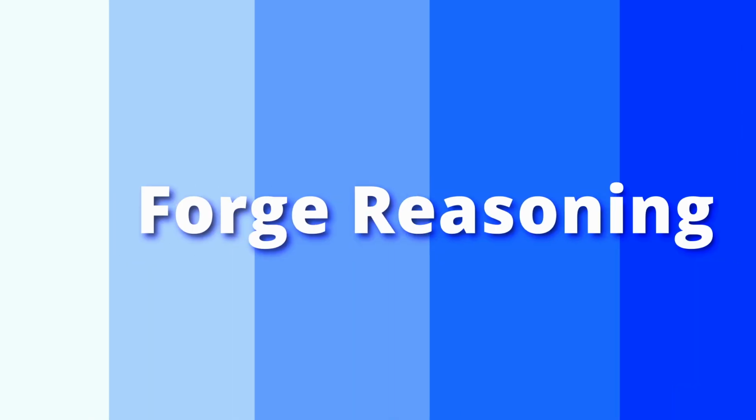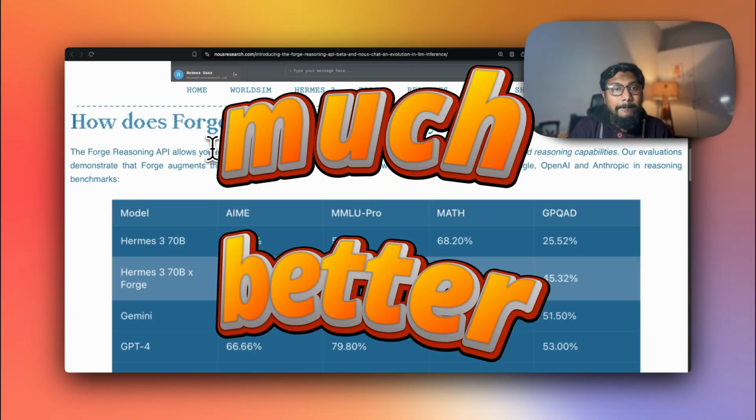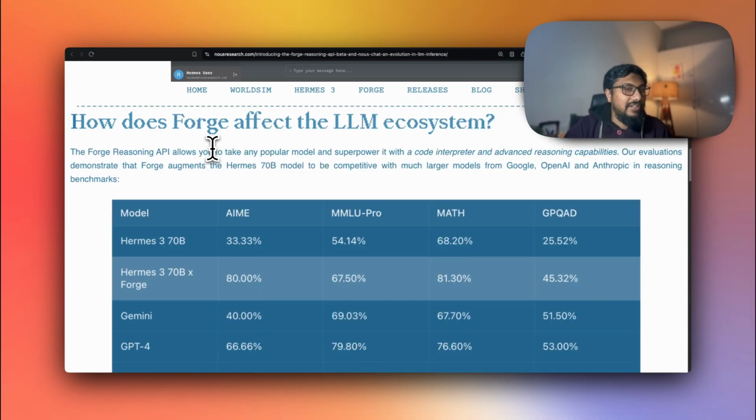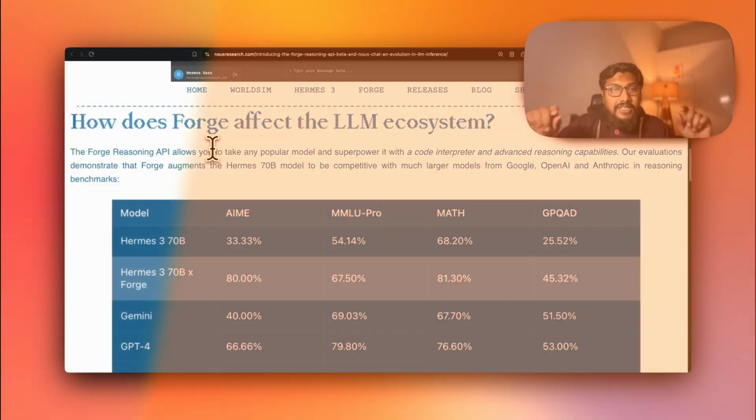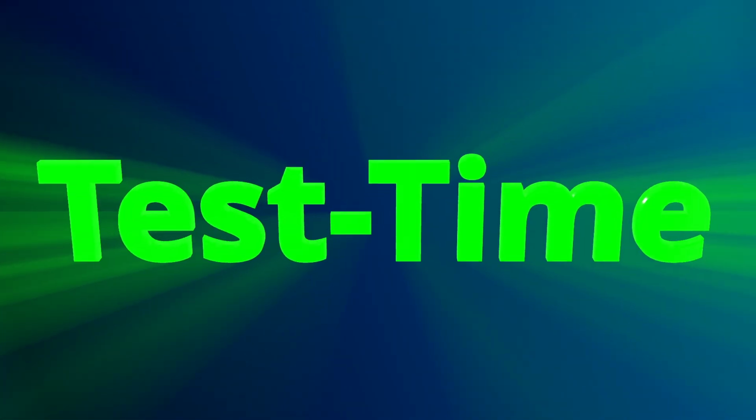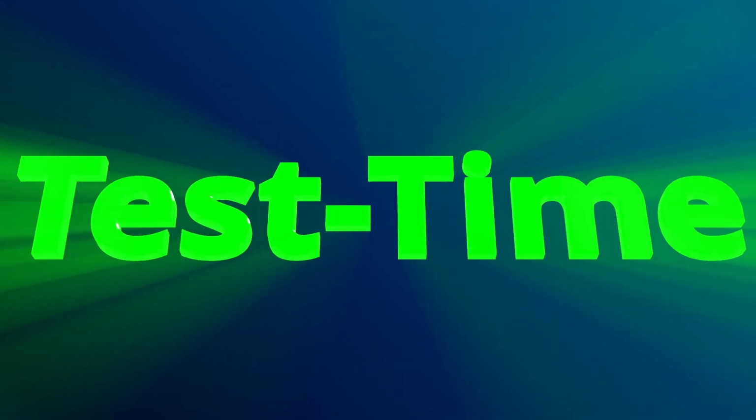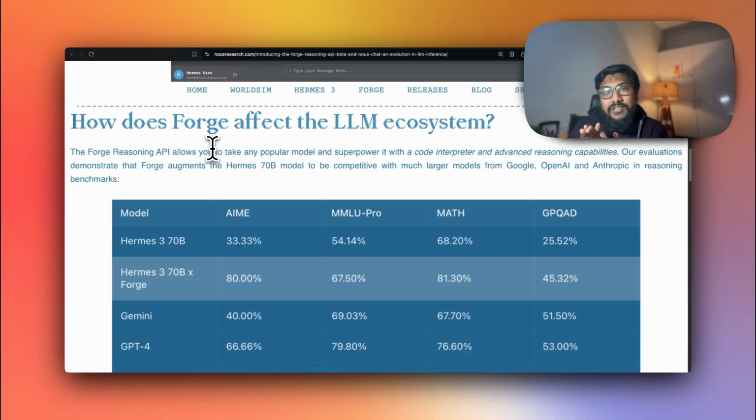Can you take any popular LLM and make it much better than it is, using certain improvements on top of it, just during test time scaling? And that is exactly what Nous Research is trying to do. They've got a new endpoint called Forge Reasoning API. It's just an API at this point. The model is not going to be released because this is not a standalone model.